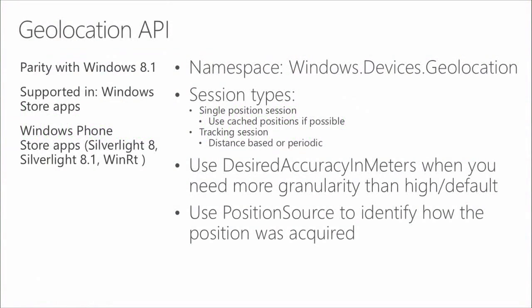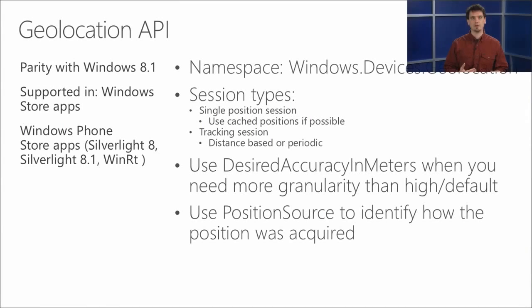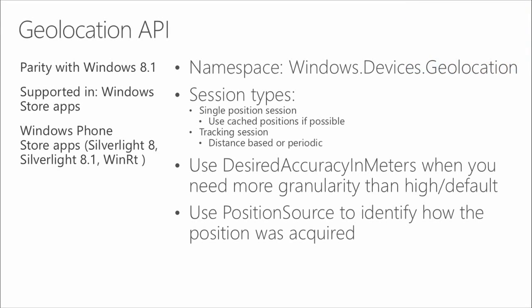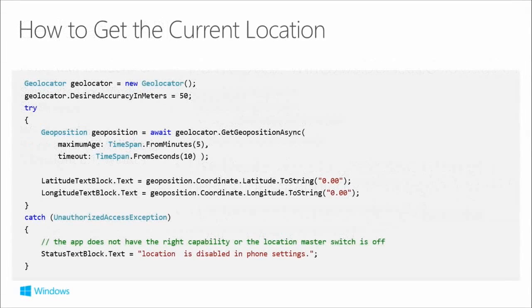So how do we get our geolocation? The geolocation API has parity with Windows 8.1. This is something that works well across Windows and Windows Phone. It's the namespace Windows.Devices.Geolocation, and we can use session types for single position sessions or tracking sessions if we want to track that information. We're actually just going to go over this in the code in just a second, so I'm going to fly through it. We use desired accuracy in meters when we want more granularity than the simple default, which is high. And we can use position source to identify how that position was acquired.